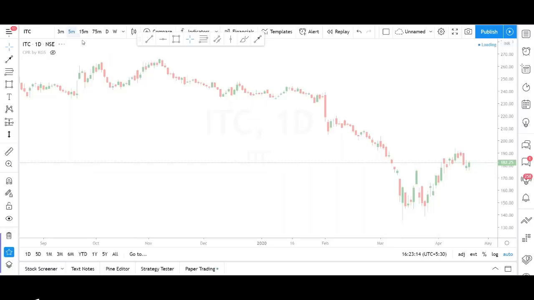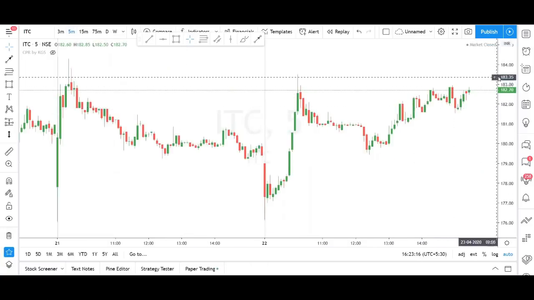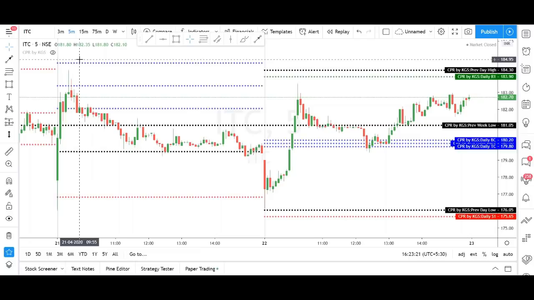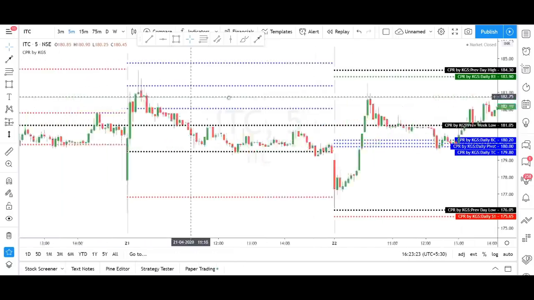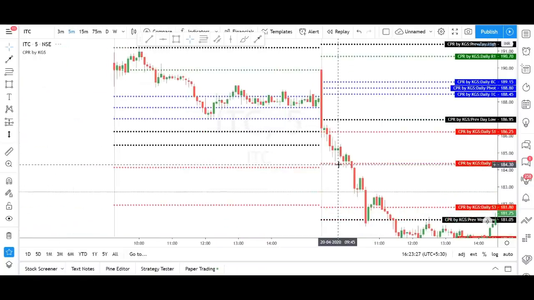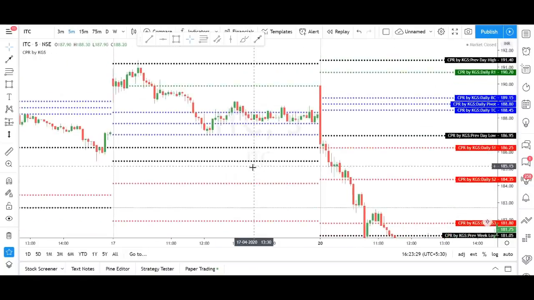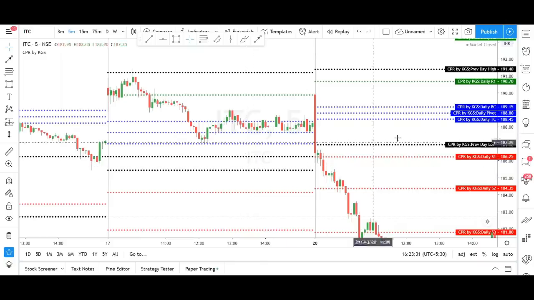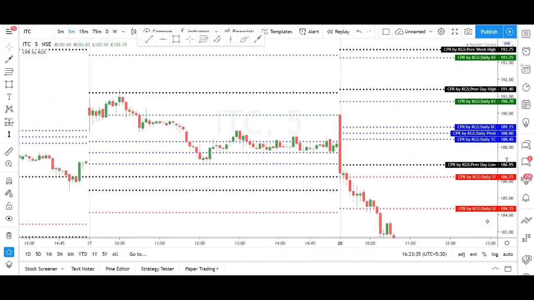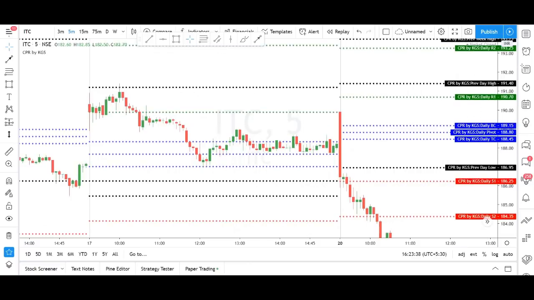Then you switch to the 5-minute chart. Check the trend in weekly, check the trend in daily, and then switch to the 5-minute chart and look for some high probable trade opportunities. See ITC, beautiful trade. This strategy all my YouTube followers know. All my YouTube followers believe in my strategy, in my teaching.